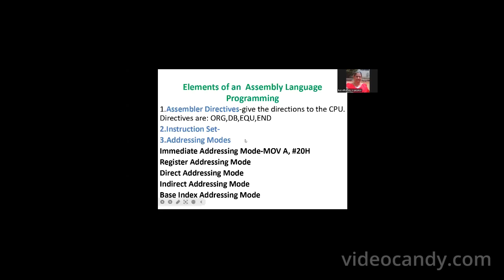Now, what are the elements of assembly language programming? That is, assembler directives. It gives a direction to the CPU. The directives are, say, like ORG (origin), define byte, where you specify what type of data it is, EQU (equating), and END, that is the end of the program.